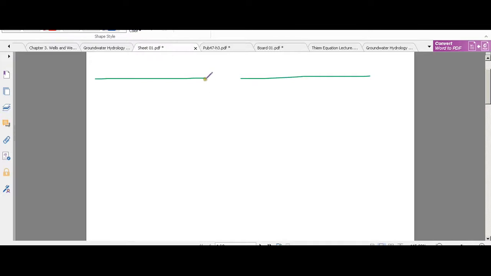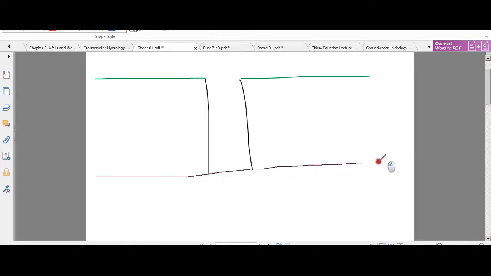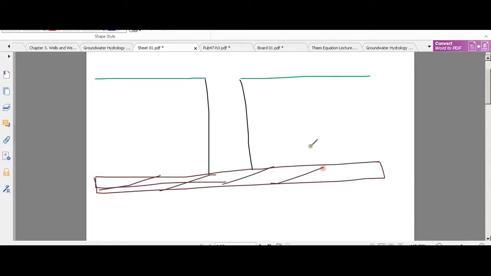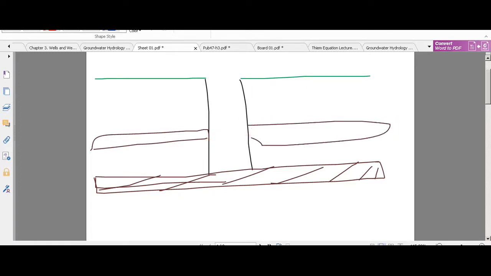So this is the well. Okay, and now I'm going to sketch the confined scenario. I can't sketch symmetrically, so this is the confined part, and this is the other layer. Say the other layer is like this.